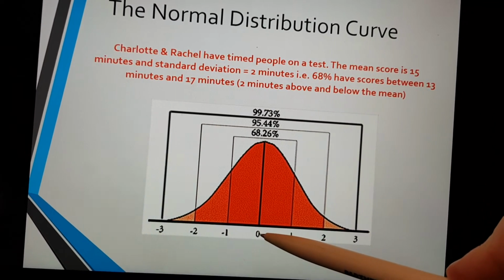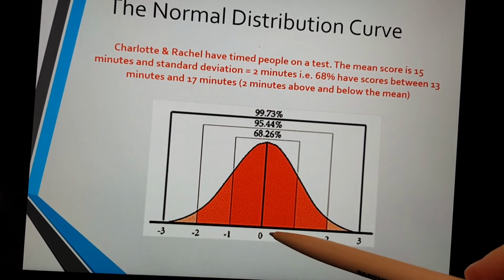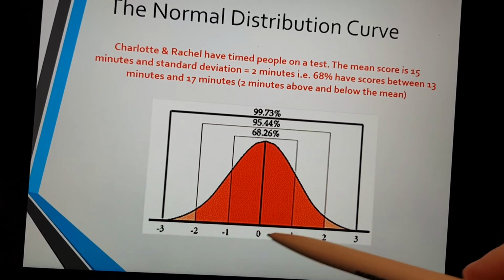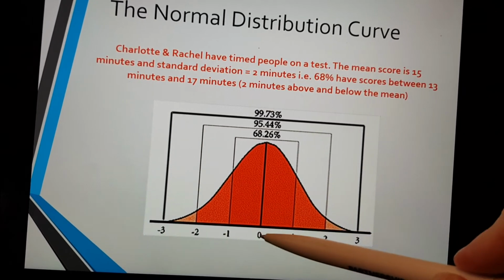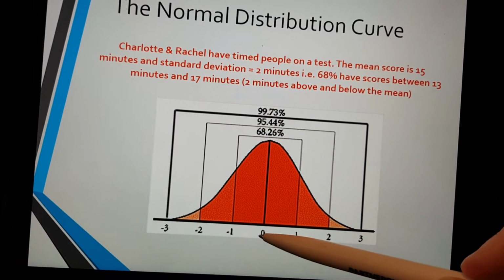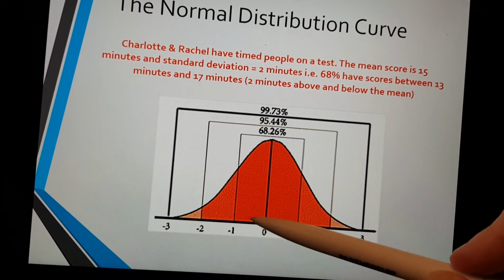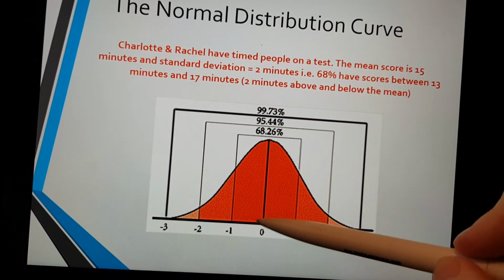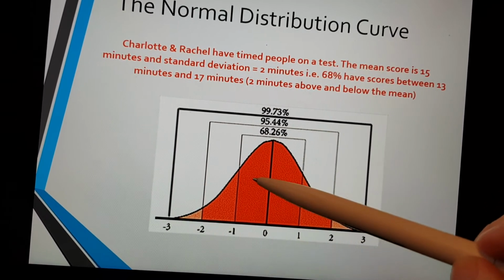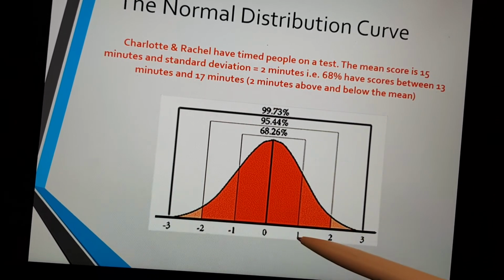34% of people are going to have a score of between 15 and 17. Okay, that would represent this proportion. And this proportion, 34% of people would have a score of between 15 and 13. Okay, so we know, as it says there, that 68% of the people in her sample are going to have scores of between 13 and 17.